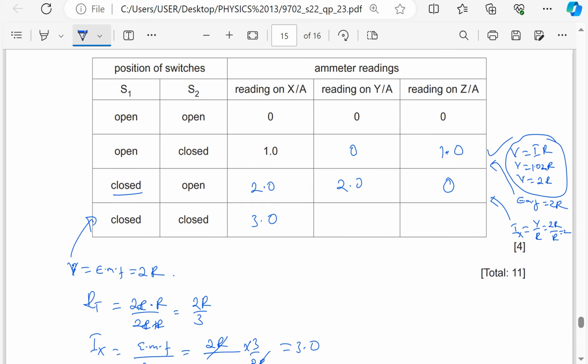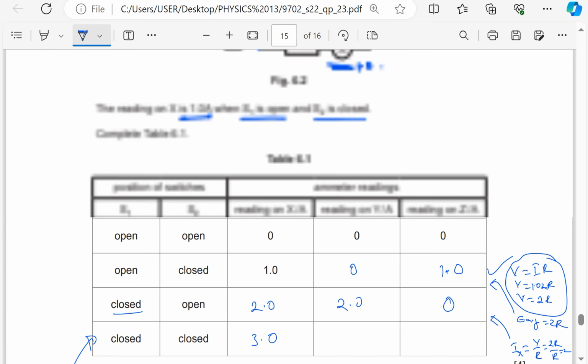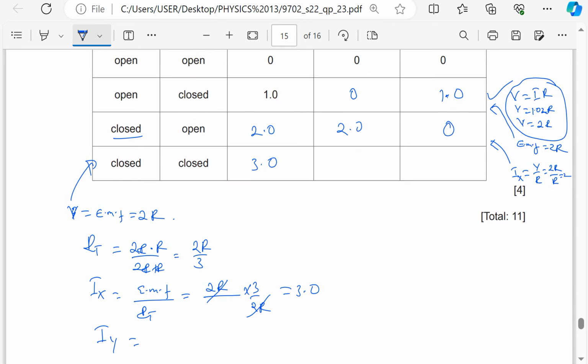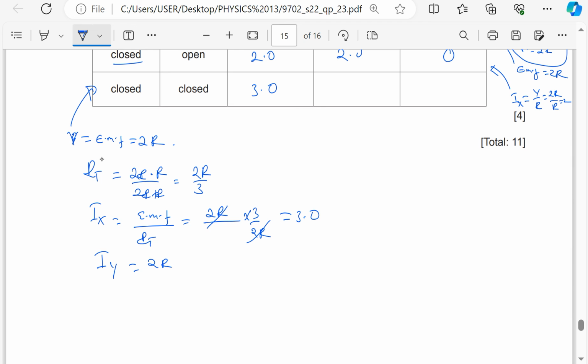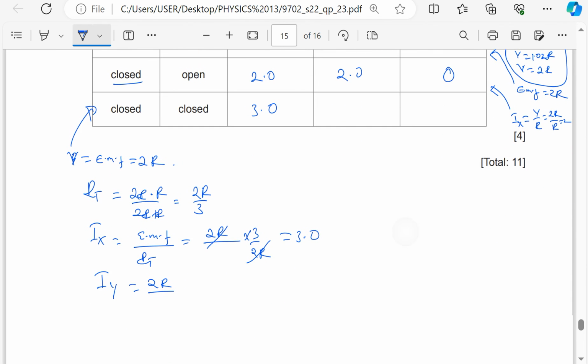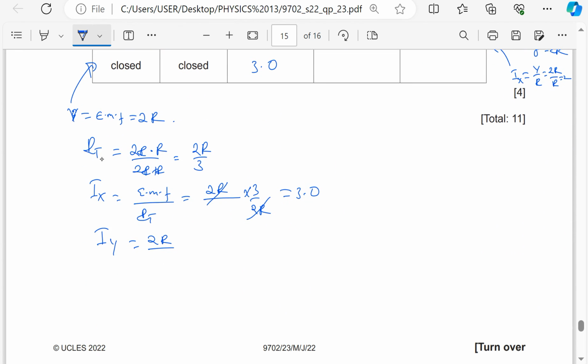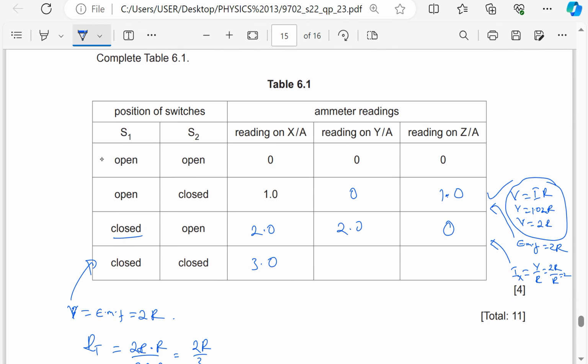Then I in Y. Because the current is going to be divided, these are in parallel, so the EMF is still the same. It is going to be 2R over the resistance of Y, which is R. So this is 2.0 amperes. Then I of Z is going to be the EMF, which is 2R, over the resistance, which is 2R. This gives us 1 ampere. So this is going to be 2.0 and this is going to be 1.0.